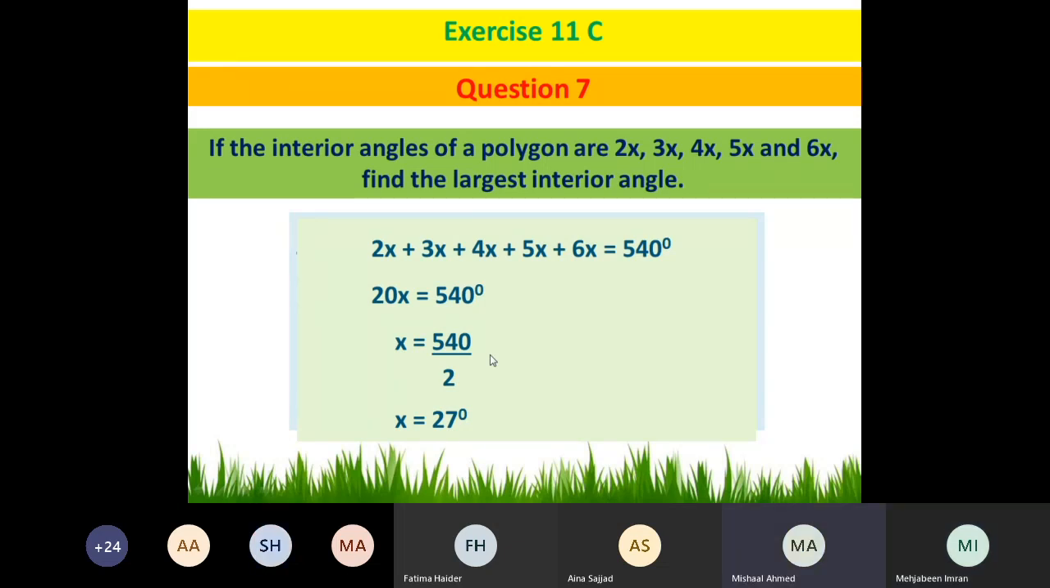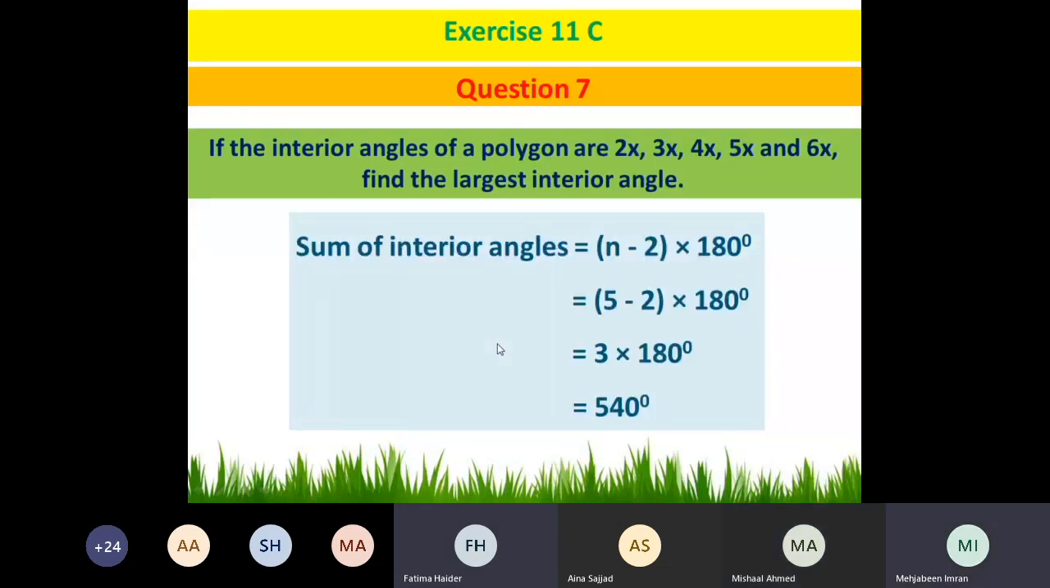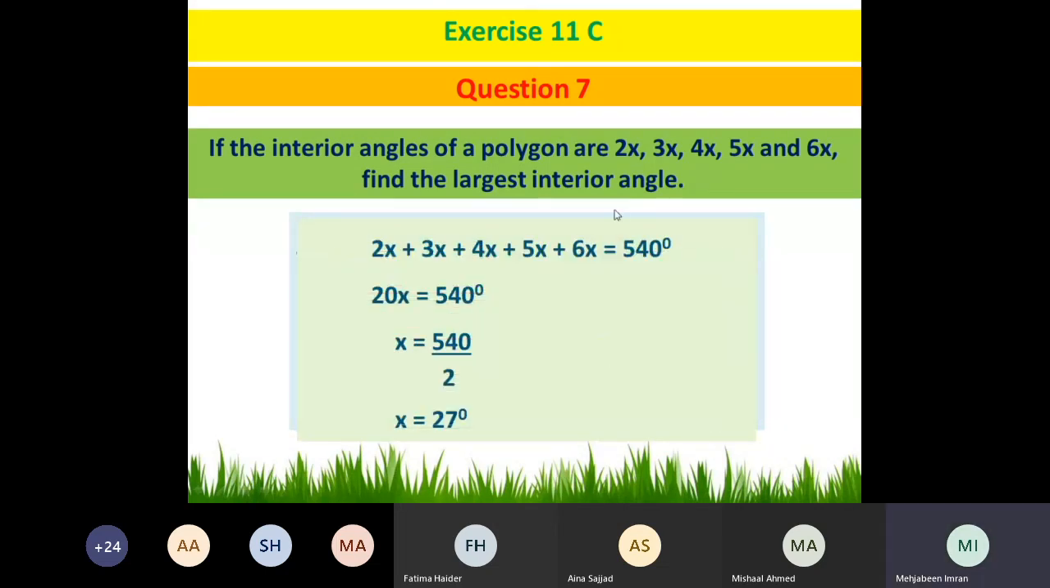Miss, we will multiply 27 with 6. Yes, I'm going back. Now, the question seemed simple, but we did not know the sum of angles. So we first put the formula for the sum of interior angles, and I found the sum is 540 degrees. Then I made an equation with these angles. When I add up all the angles, it equals 540. Now add all the like terms, it adds up to 20. 20 will divide 540, and it's 27. Now we have found the unknown x.